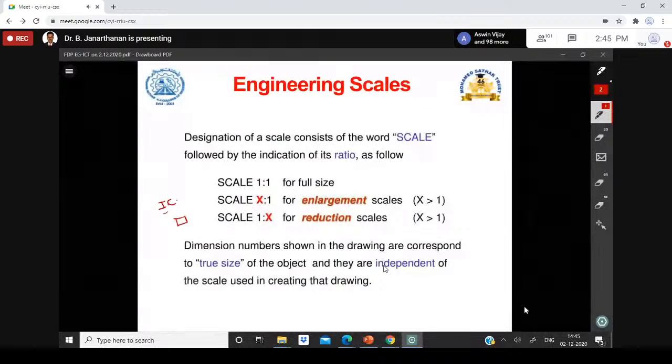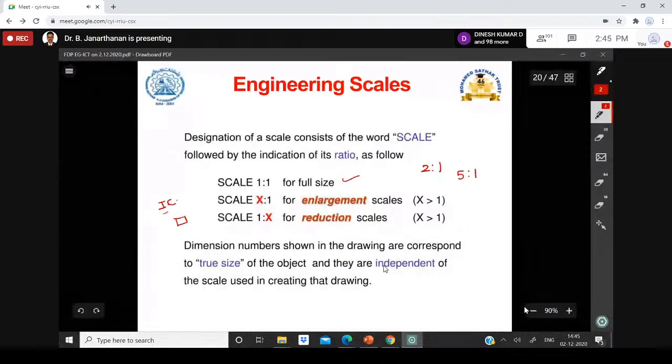So the designation of how to use scale is, if you write scale 1:1, the meaning is that the original dimension and the dimension in the drawing are the same. And if you write a scale 2:1, it means you are enlarging by 2 times. If the original dimension is 1, you are enlarging by 2 times. If you write 5:1, then you are enlarging by 5 times.